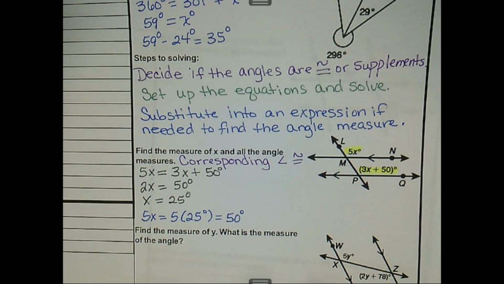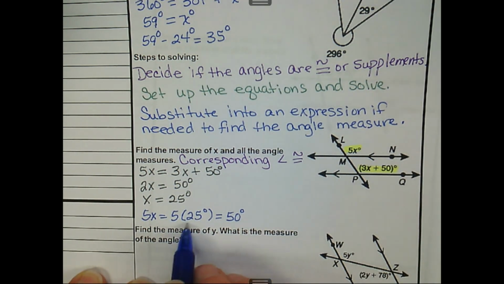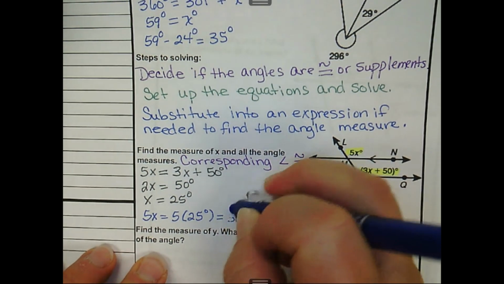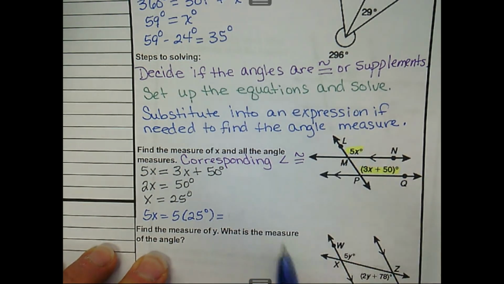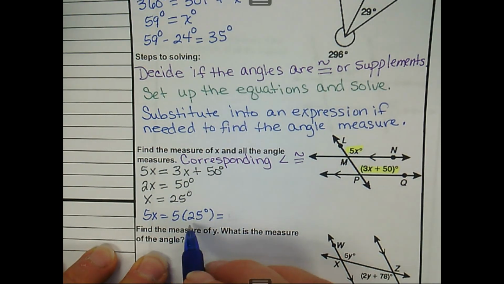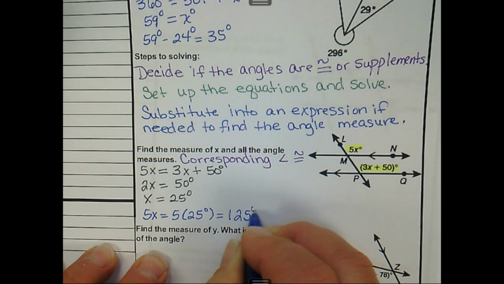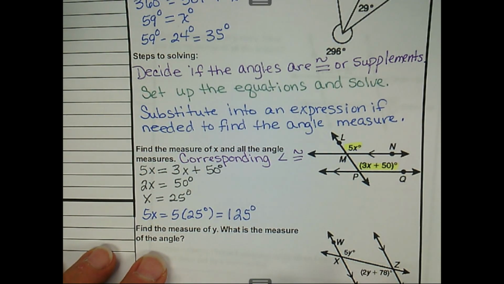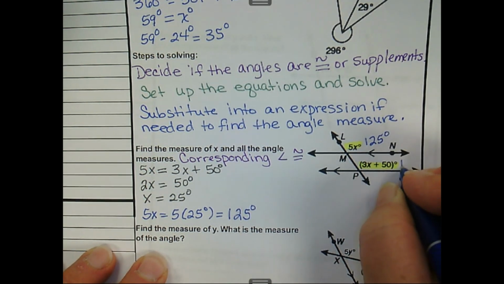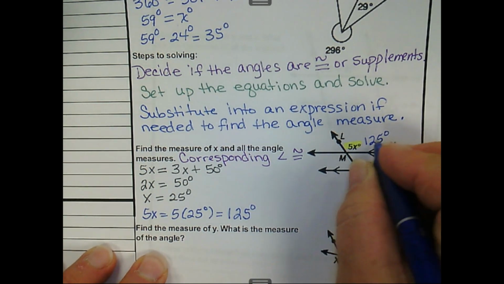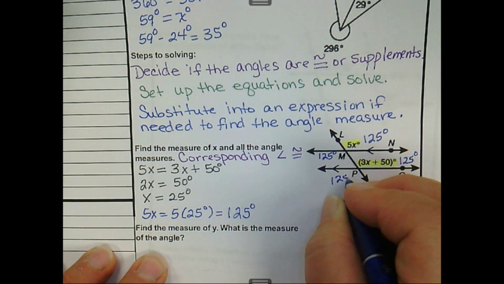When I know 1, I know 4. 5 times 25 is 125 degrees. If I know 1, I know 4. So this is 125 degrees. This one's 125 degrees. Vertical angles, 125 degrees, 125 degrees.